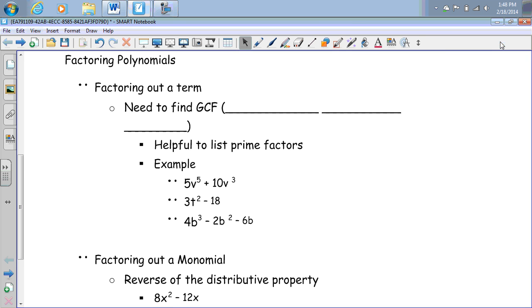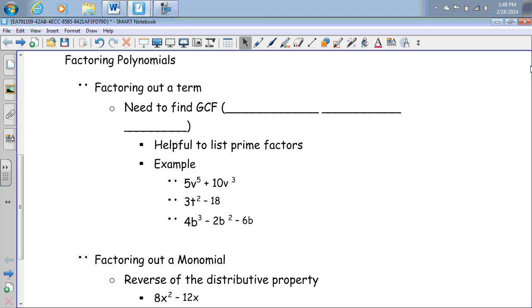Okay, this video is on factoring polynomials. It is the second part of lesson 9-2, page 500. It will cover examples 2 and 3. We're going to start with example 2 where it's factoring out a term. We need to look for the GCF.